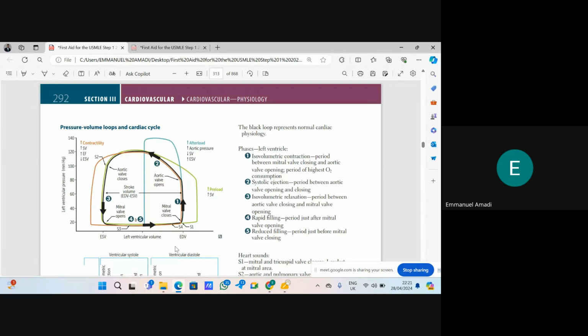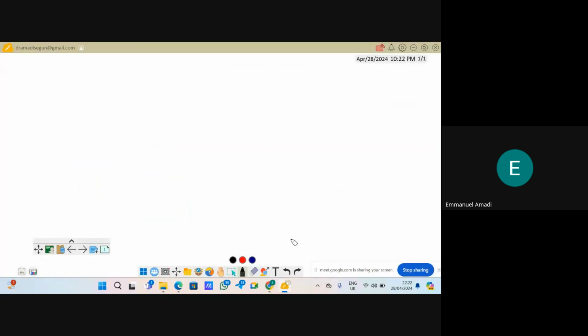Now, there's a way we're going to look at this concept. We're going to look at it in a different dimension from the normal way you must have seen it in your FA. So let us look at it from a different light. Now, let us look at it in this direction. I'm going to draw the heart first. Then we can explore the various possibilities.